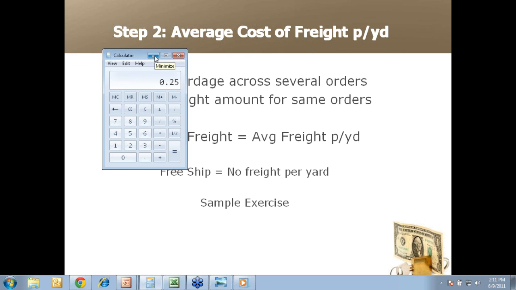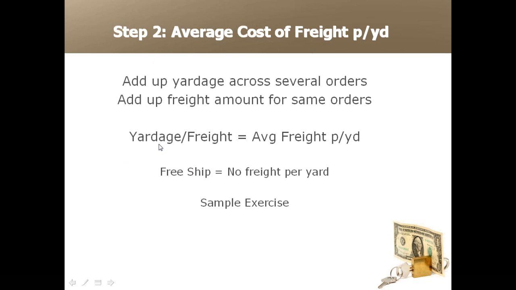What I'd like you to do is add up a history of orders to come up with your average freight cost per yard, because that's going to add to our average material cost per yard so we can get a landed cost. So you see here, yardage divided by freight equals average freight per yard. Of course, if you get free shipping on your material, you're not going to add any freight costs. You just need to get the average cost per yard. Don't worry about the freight at all.